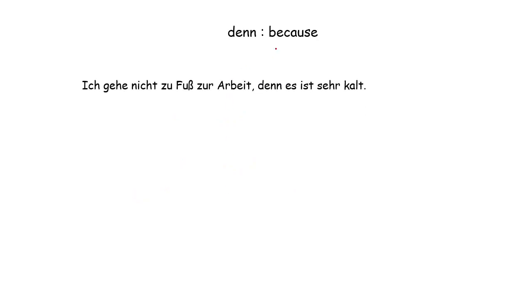Denn, because. Ich gehe nicht zu Fuß zur Arbeit. I don't go by foot to work. Denn es ist sehr kalt, because it's very cold. Verb at second position, preceded by a comma. Ich gehe zur Klasse, denn heute ist Montag. I go to class because today is Monday. Verb at second position, preceded by a comma.